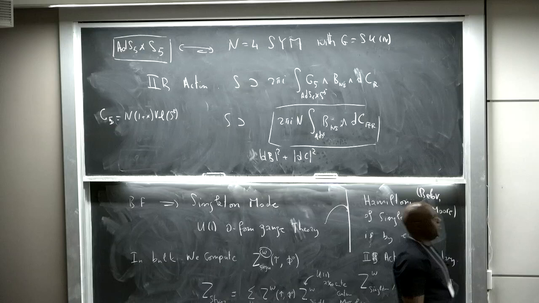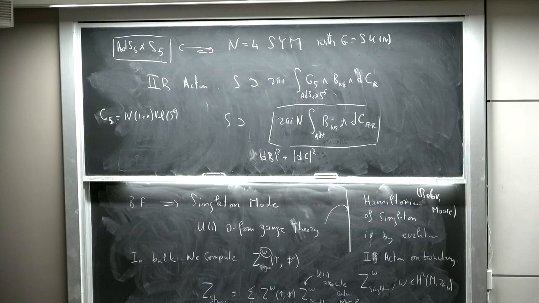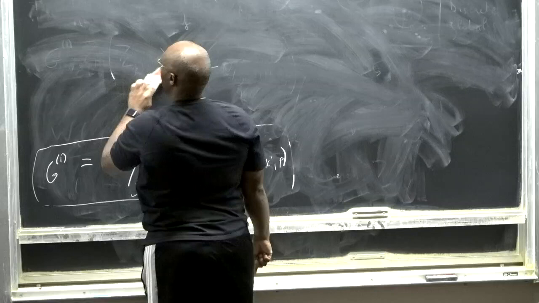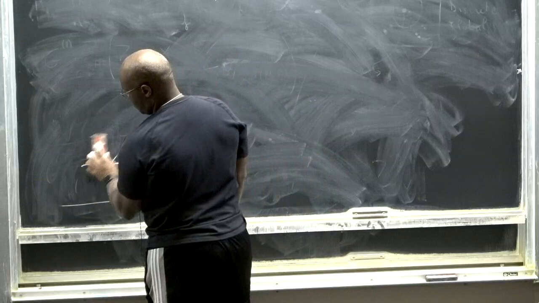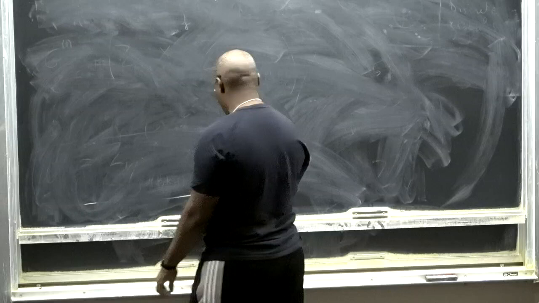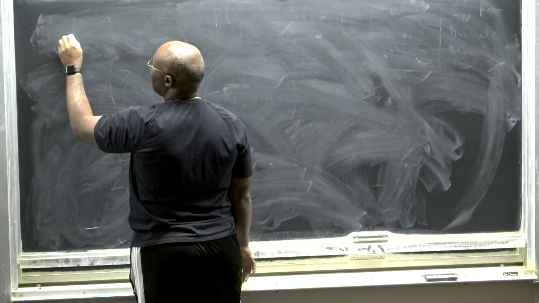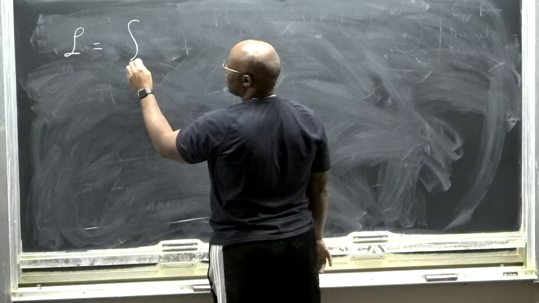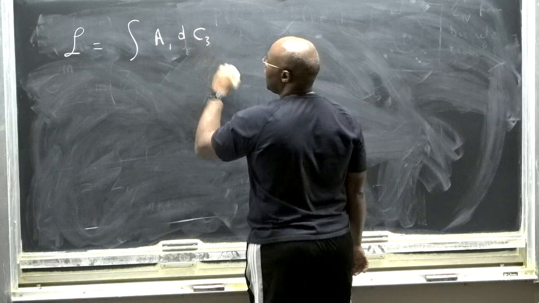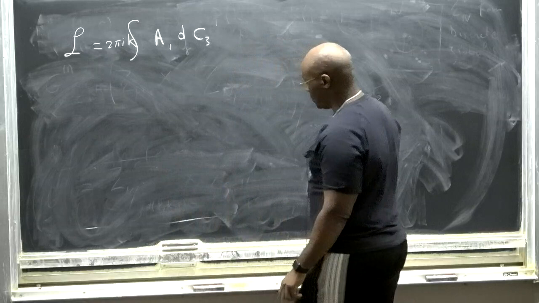Okay, so for the last 15 minutes, let's talk about something else. As we just described, we now have these bulk QFTs, which will have a Lagrangian of the form, let's do just 5D, because why not? You can have a BF term, A1 wedge dC3, with a factor 2 pi i K. Right? You can have such a term.